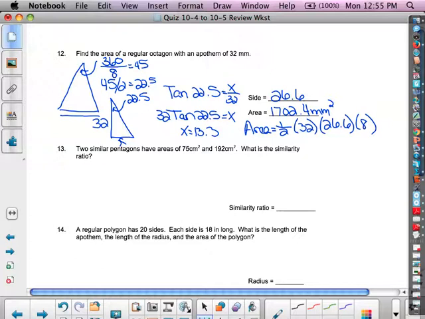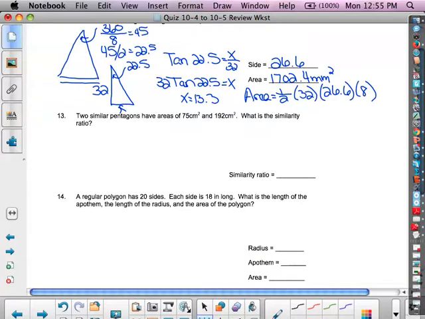Okay, 13 says two similar pentagons have areas of 75 centimeters squared and 192 centimeters squared. What's the similarity ratio? Now you're given the areas, so you have to work backwards. You have 75 is to 192 as a squared is to b squared. You want to take the square root of each of those.